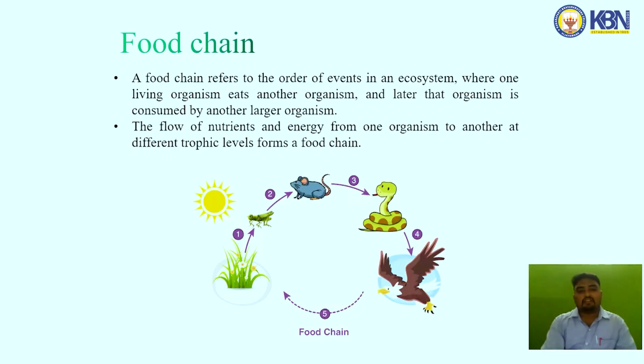Next one is the food chain. A food chain refers to the order of events in an ecosystem where one living organism eats another organism, and later that organism is consumed by another larger organism. The flow of nutrients and energy from one organism to another at different trophic levels forms the food chain. For example, the grass is eaten by the grasshopper, eaten by the rat or frog. The frog is eaten by the snake, eaten by the eagle.